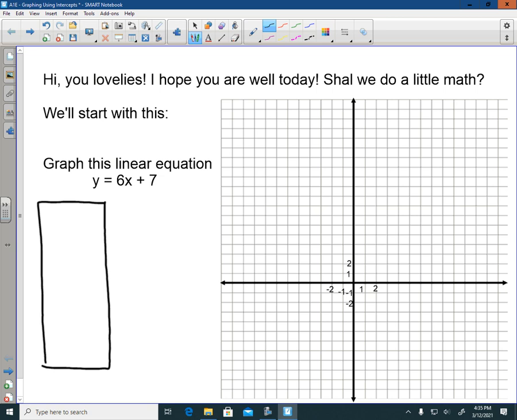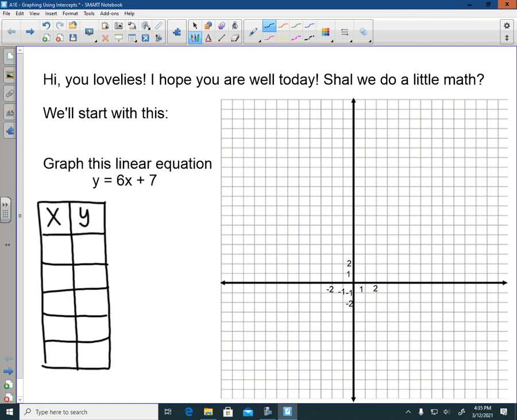So, starting with a table. Now, a table is really just a matter of choosing some random x values and using your problem-solving skills to find y values. You don't have to do a bunch of points, just a few will do it. I like to do a couple of negatives, a 0, and a couple of positives. And they don't even need to be in order.